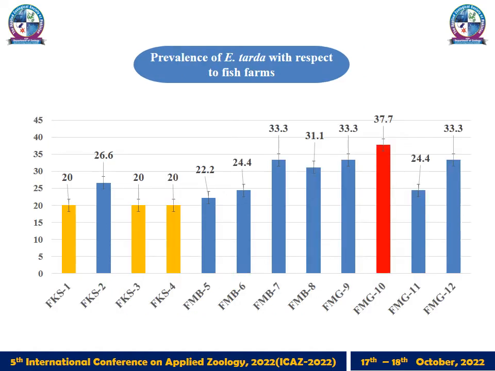And this table shows the prevalence of E. tarda with respect to fish farms, and the highest prevalence was recorded in the fish farm of Muzaffargarh, designated as FMG10, that was recorded as 37.7%, and minimum prevalence was recorded in the fish farm of Kasur, designated as ICAZ-1, 3 and 4, that was recorded as 20%.